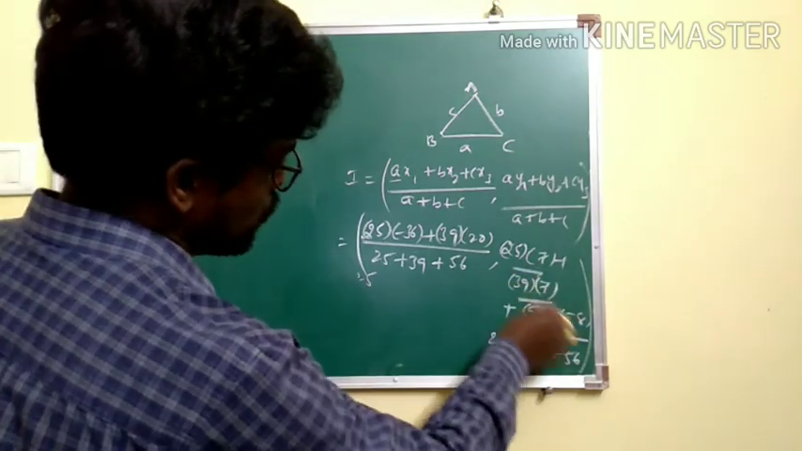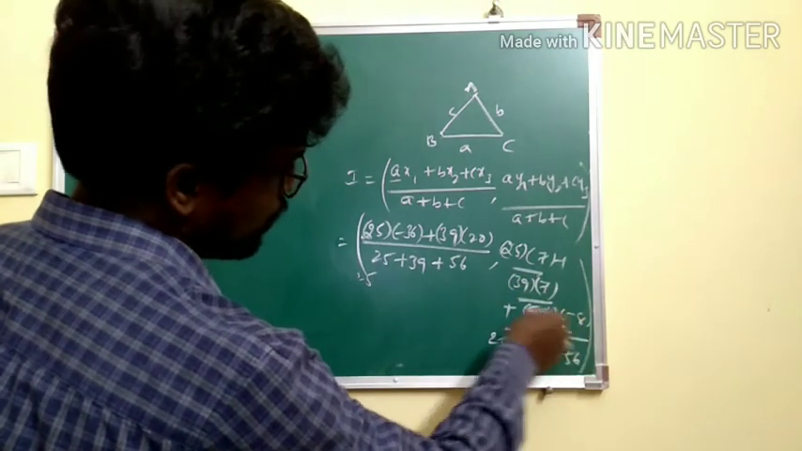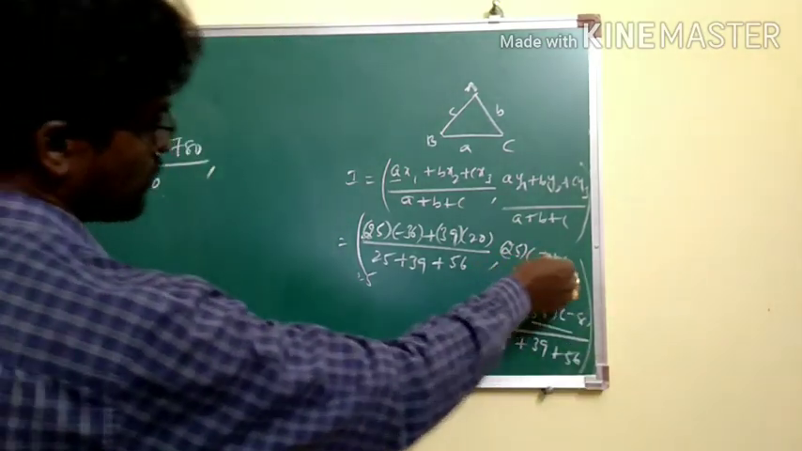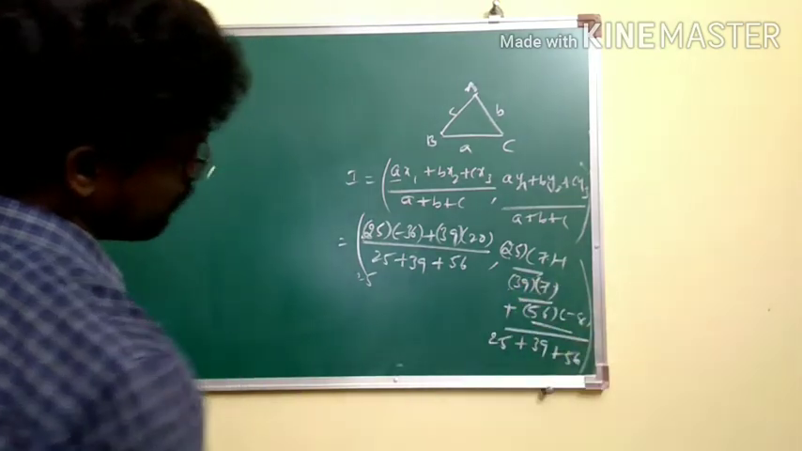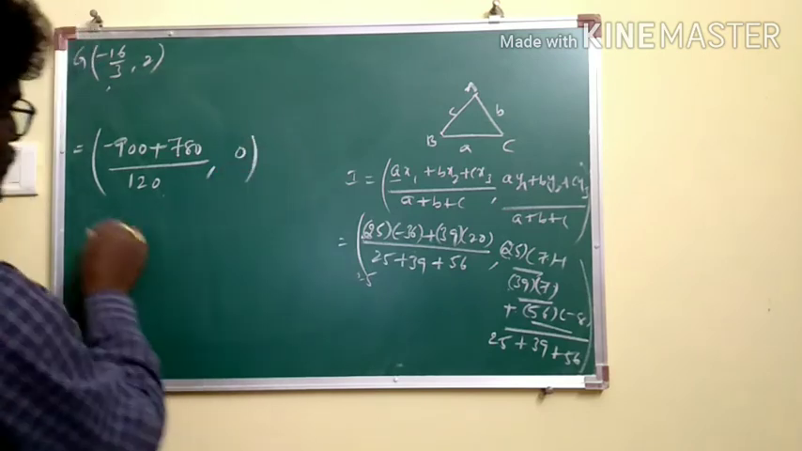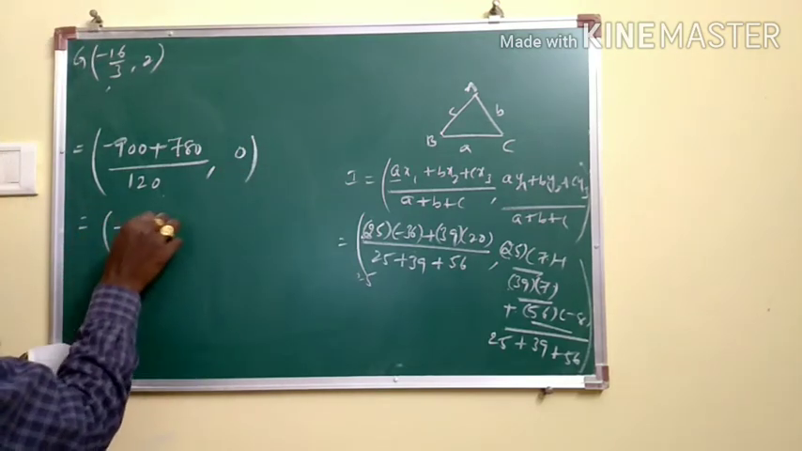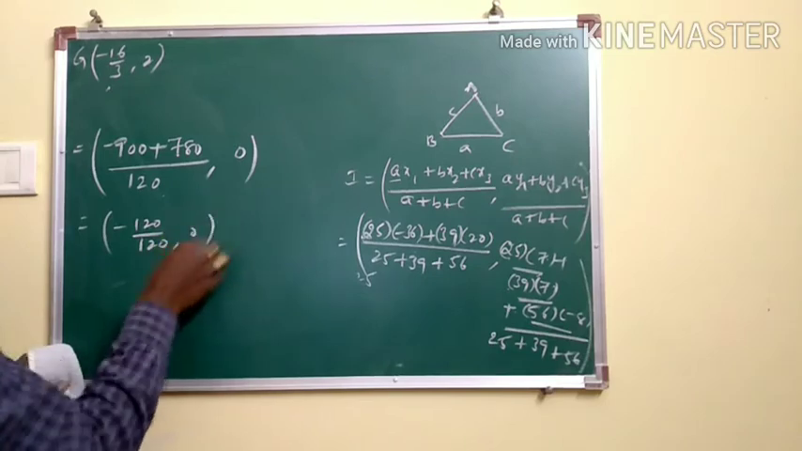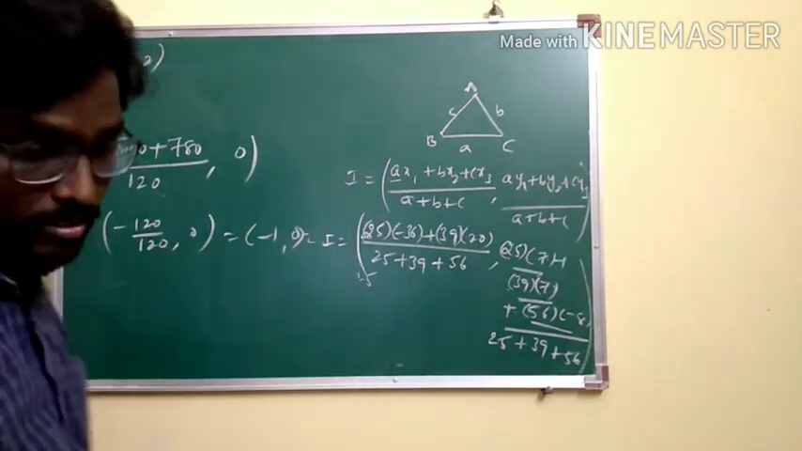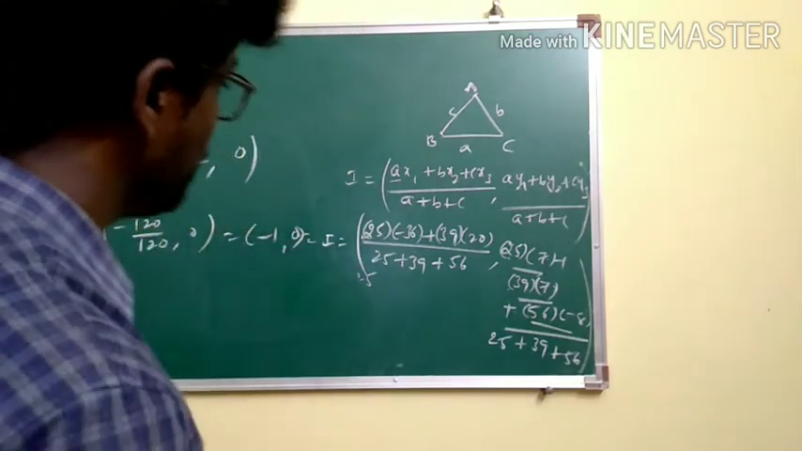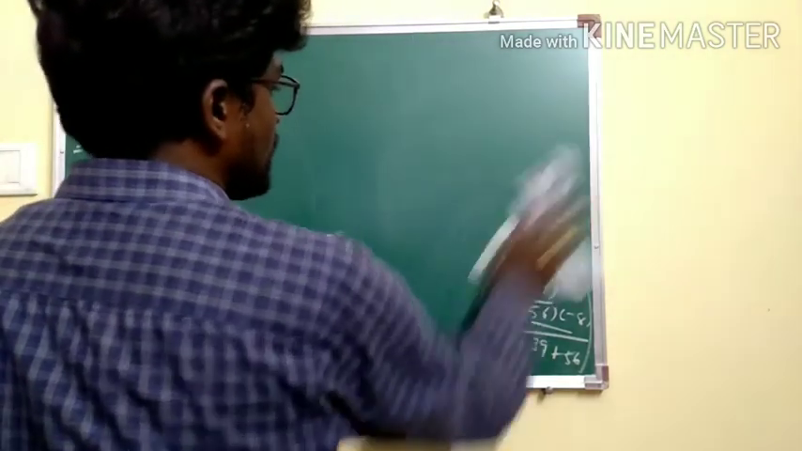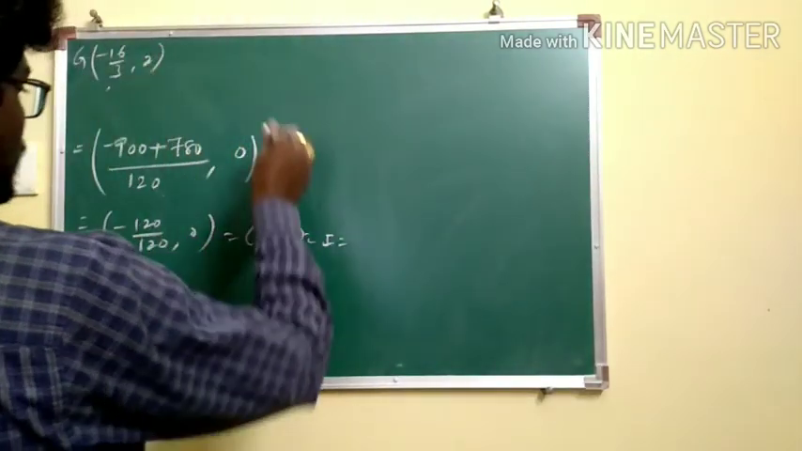So the sum of these two is going to be cancelled with this, because plus into minus, these two results are going to be equal here. 25 into 7 plus 39 into 7 is equal to 56 into minus 8. Please do the calculation. Okay, 0 by something will give us 0. So minus 120 by 120 comma 0, which is equal to minus 1 comma 0. This is what the incenter. See how tedious values we are getting here. So please be careful.